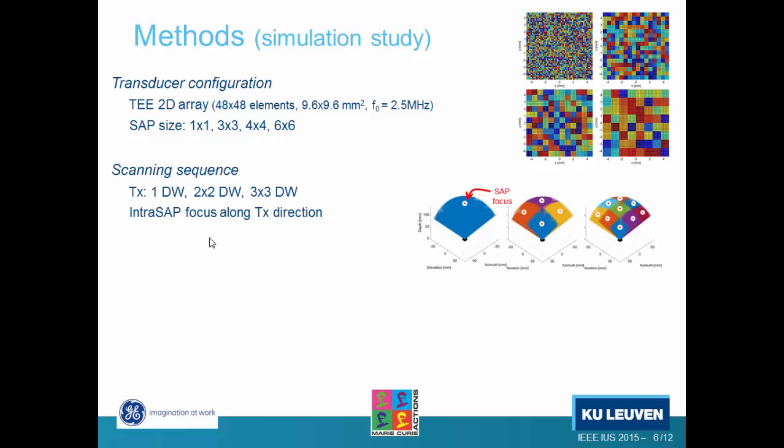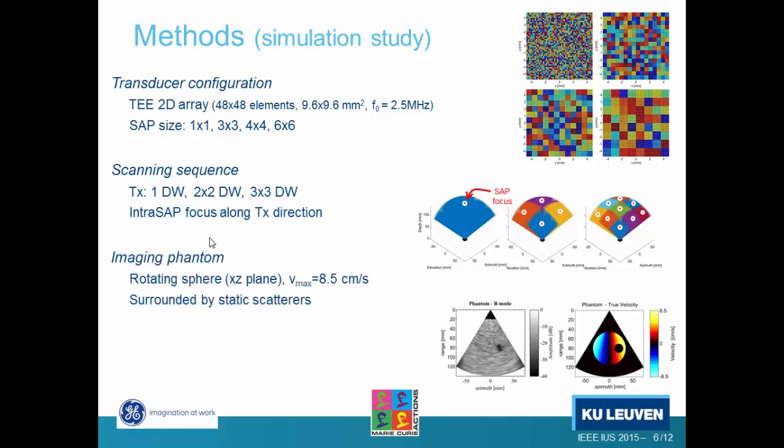We have then designed 3 scan sequences going from a very broad diverging wave covering the whole field of view, and then some sparse transmit acquisitions where we divided our image into subsectors, and then we have multiple diverging waves, each one covering one of these subsectors. So we want to study this effect of steering. We have then designed the imaging phantom, which consists of a sphere rotating, from which we can then reconstruct velocities. And the sphere is then surrounded by static scatterers. And we have used Field II for the simulations.